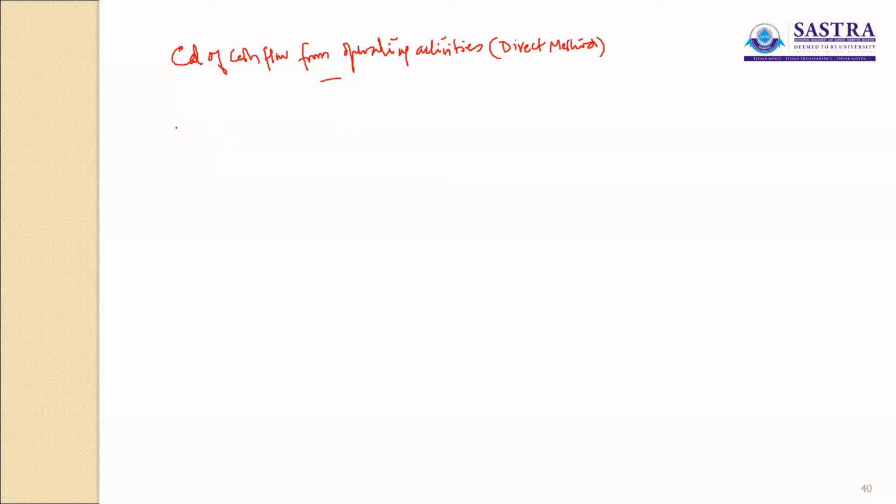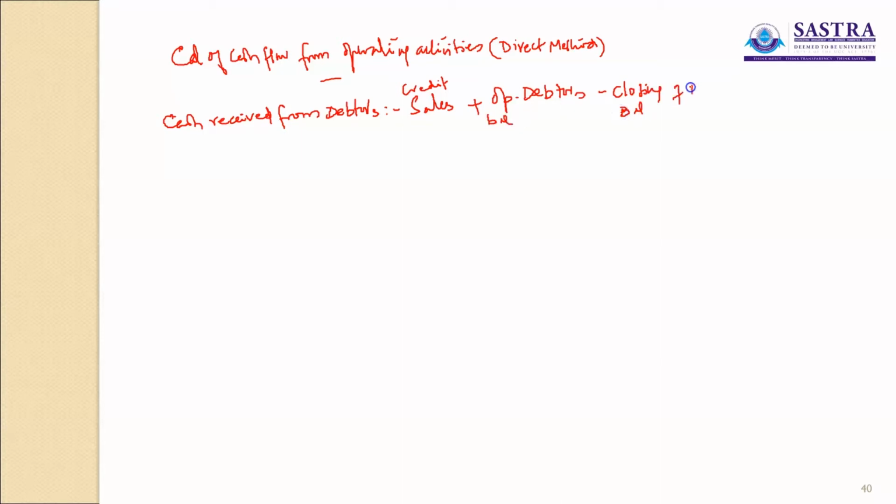For this purpose, we need to know information like cash received from debtors. Debtors are the customers to whom goods are sold on credit. How can this be calculated? The equation is sales, and sales here means credit sales unless otherwise given, plus opening debtors minus closing debtors. That is the opening balance of debtors and the closing balance of debtors.